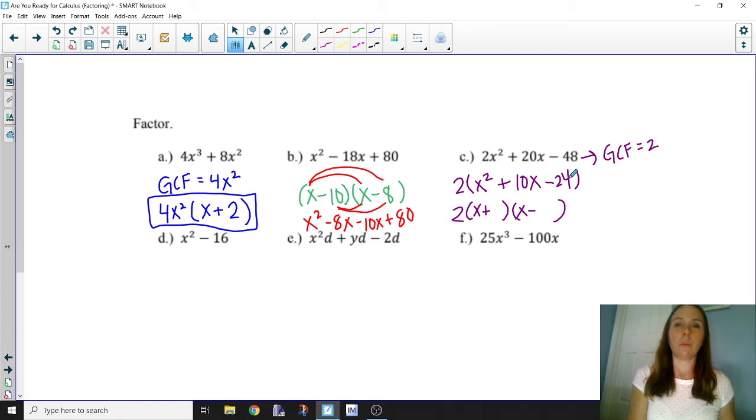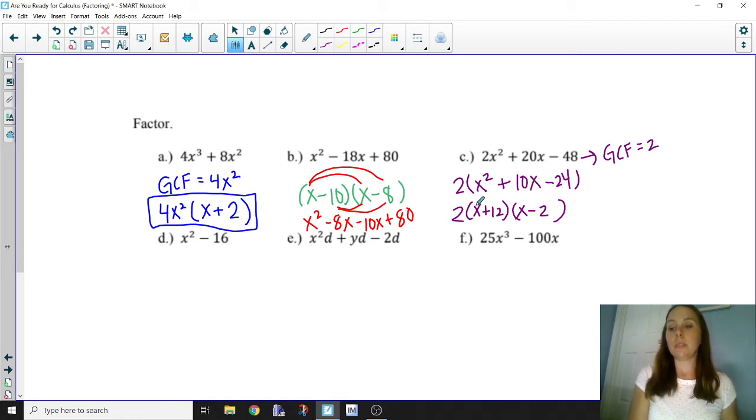Factors of 24, like 1 and 24, 2 and 12, 3 and 8, 4 and 6. So you should be thinking about like -1 and +24 or vice versa, -2 and +12. There it is, right? +12 minus 2 gives us +10.